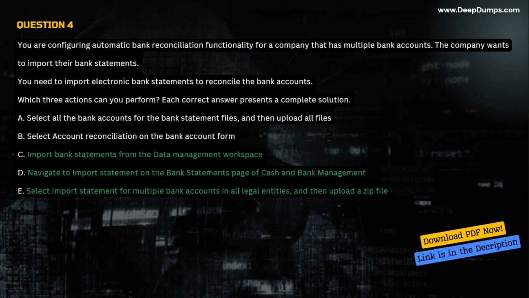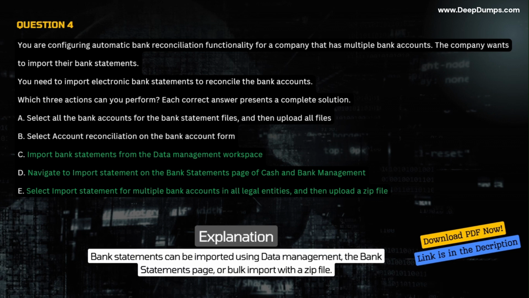Correct answer: C, D, and E. Import bank statements from the data management workspace. Navigate to import statement on the bank statements page of cash and bank management. Select import statement for multiple bank accounts in all legal entities, and then upload a zip file. Explanation: bank statements can be imported using Data Management, the Bank Statements page, or bulk import with a zip file.